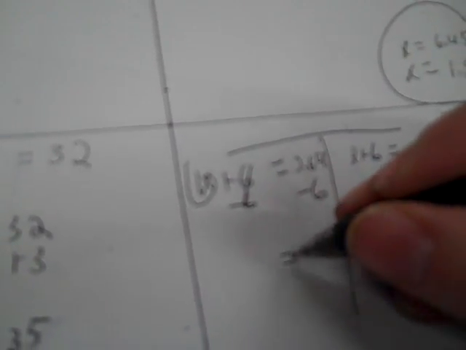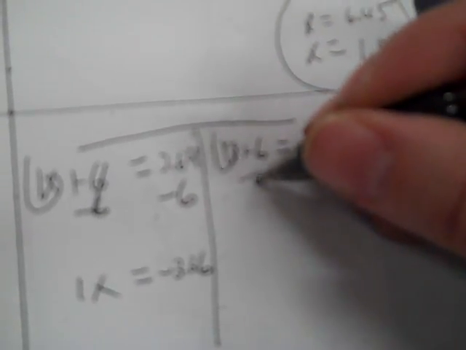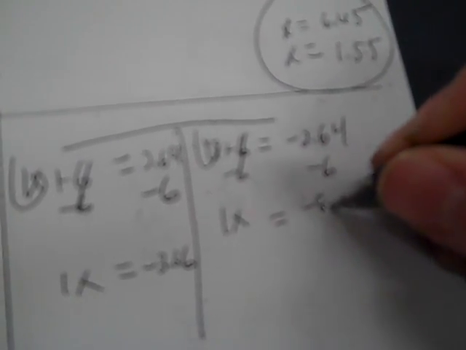So minus 6, minus 6. And I take 2.64 minus 6, gives me negative 3.36. And then I minus 6, and I have 1x. Negative 2.64 minus 6 is negative 8.64.